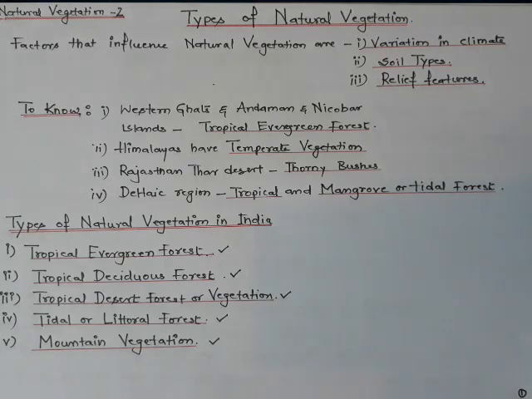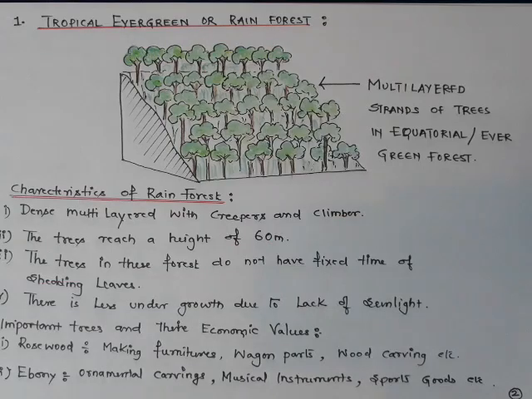So, keeping all these factors in mind, let's classify the types of natural vegetation found in India. Like you have tropical evergreen forest, tropical deciduous forest, tropical desert forest or vegetation, tidal or littoral forest, and mountain vegetation or mountain forest. Tropical evergreen or rainforest. See, this type of forest is known as rainforest.